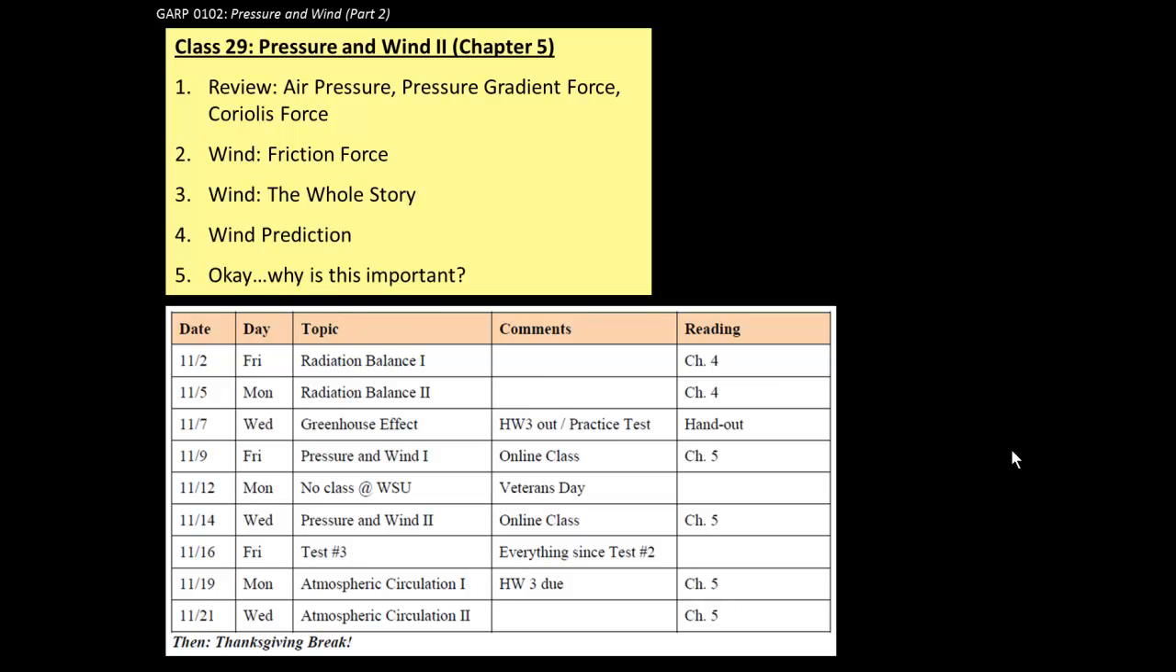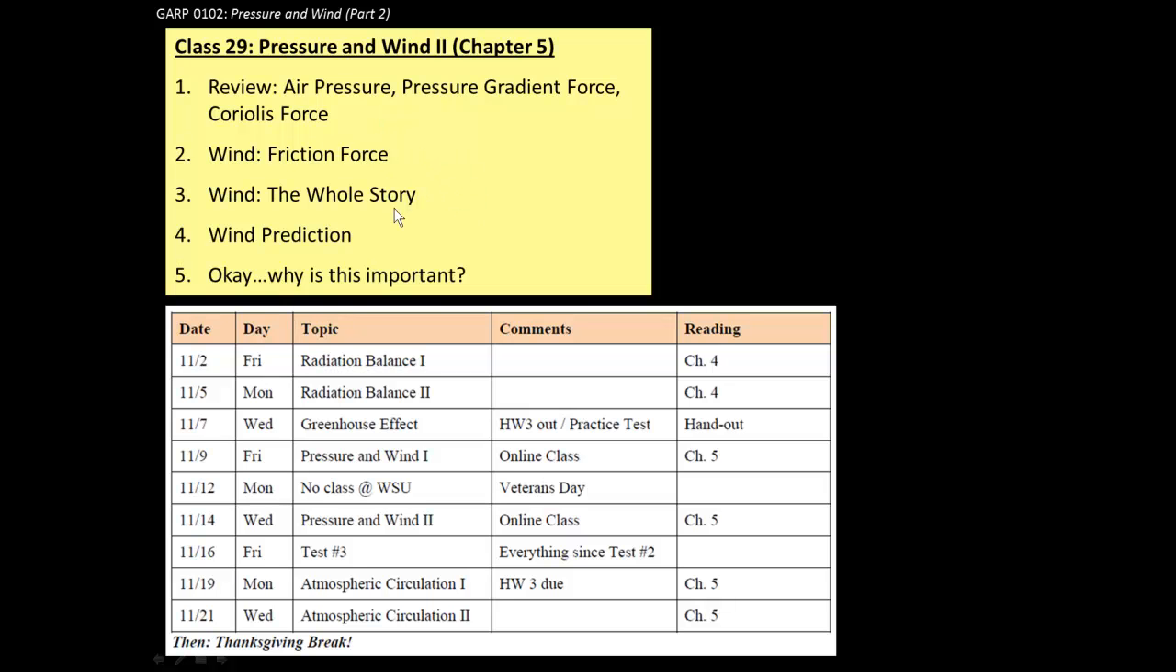We did part 1 earlier where we introduced these ideas of air pressure, pressure gradient force, Coriolis force, friction force, and how they all play together in order to determine the wind speed and the wind direction. So here we'll start out with a review, looking again at air pressure, pressure variations, and Coriolis force. Then we'll review the friction force.